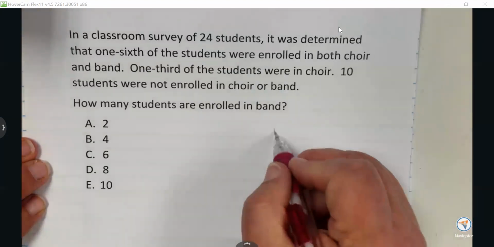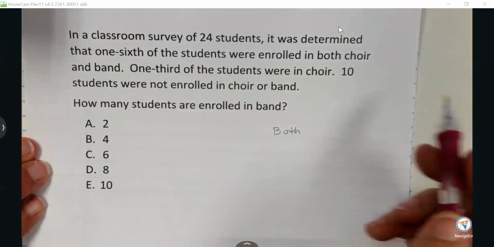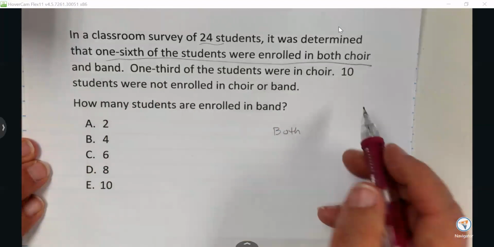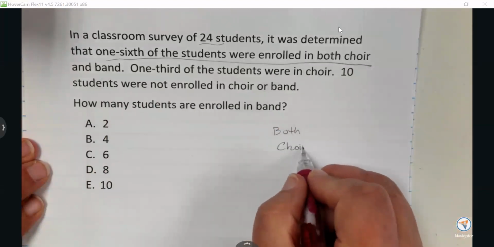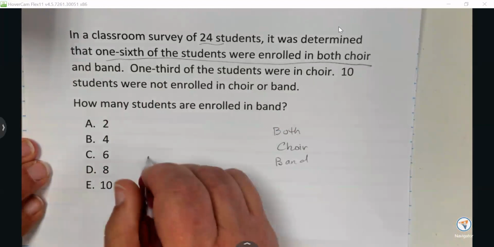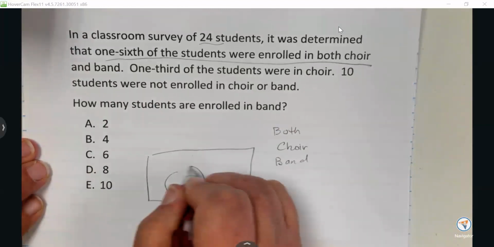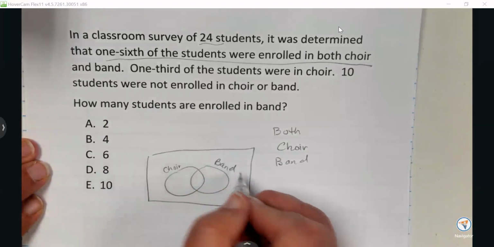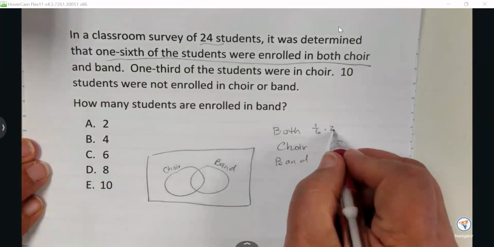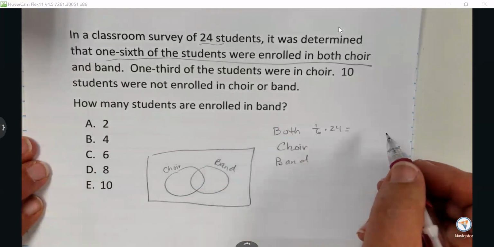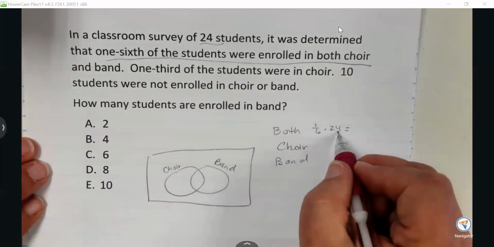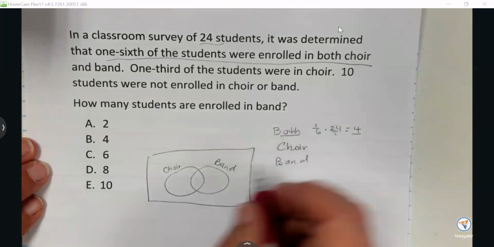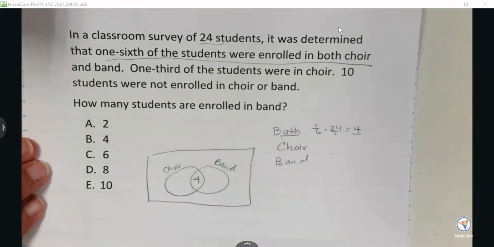Okay, as we found out earlier, we really need to look at the both first. So here it is. There are 24 students. 1/6 were enrolled in both choir and band. So I have choir, I have band. Why don't I go ahead and just draw my Venn diagram? So here's choir, band, and it says 1/6 of my 24 students were in both. 1/6 of 24 is 4. So 4 students were in both choir and band. That goes here.